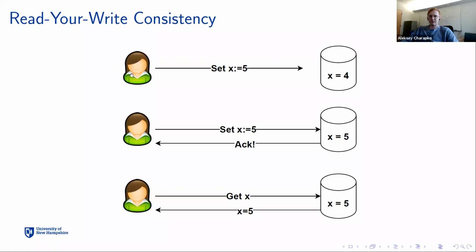So if we have Alice as the user, and she writes, let's say this object X, she sets the value to 5 to some prior version of the object, right? So the data store has X to be 4. Once the write is acknowledged to Alice, if she tries to read it, Alice is expecting to get her own version, right? So this is very intuitive, right? If you wrote something, you expect to get the same.